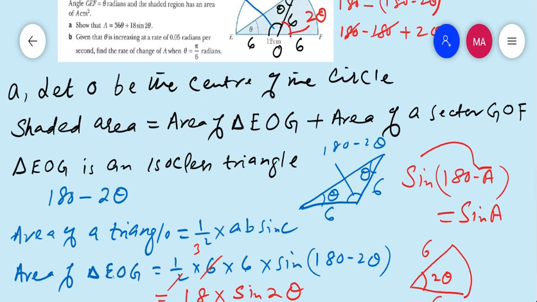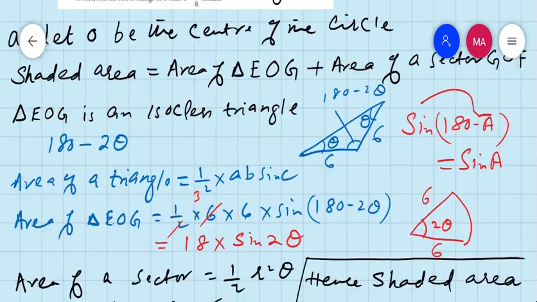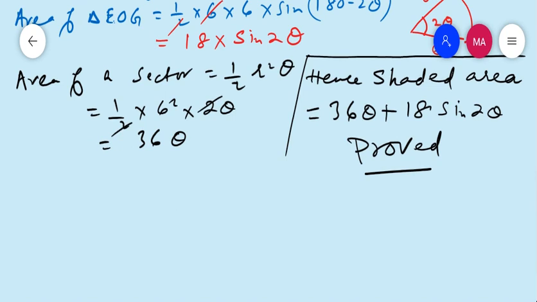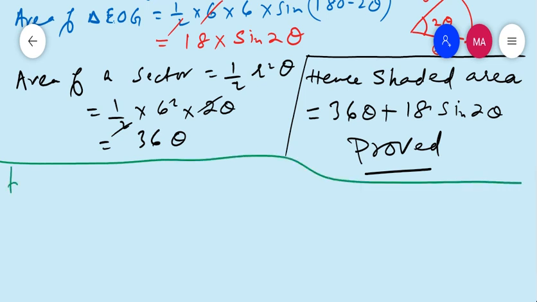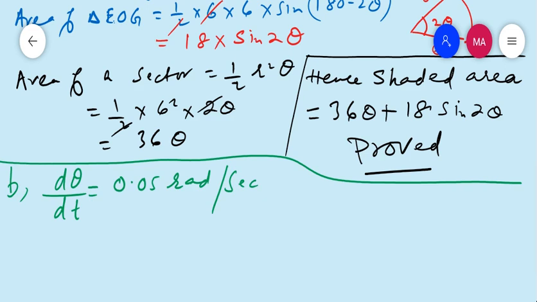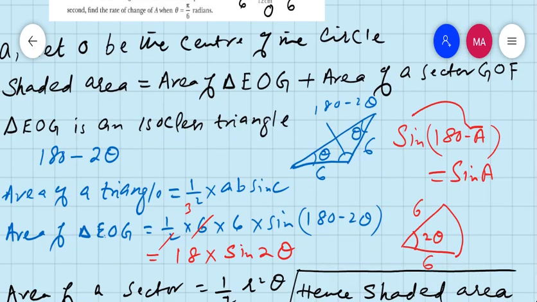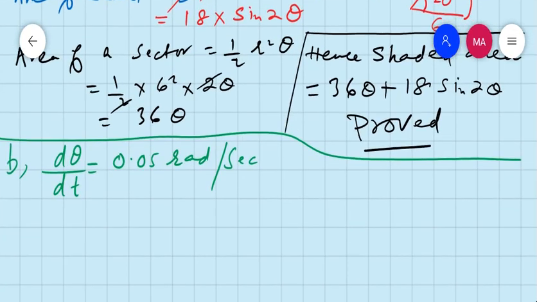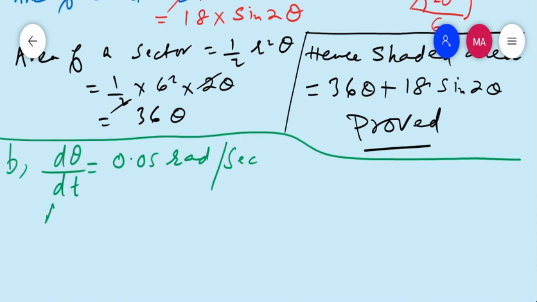Part B is given that theta is increasing at the rate of 0.05 radians per second. What does it mean? It means d theta by dt is 0.05 radians per second. Next, find the rate of change of A when theta is equal to pi by 6 radians. So we need dA by dt when theta is equal to pi by 6 radians.